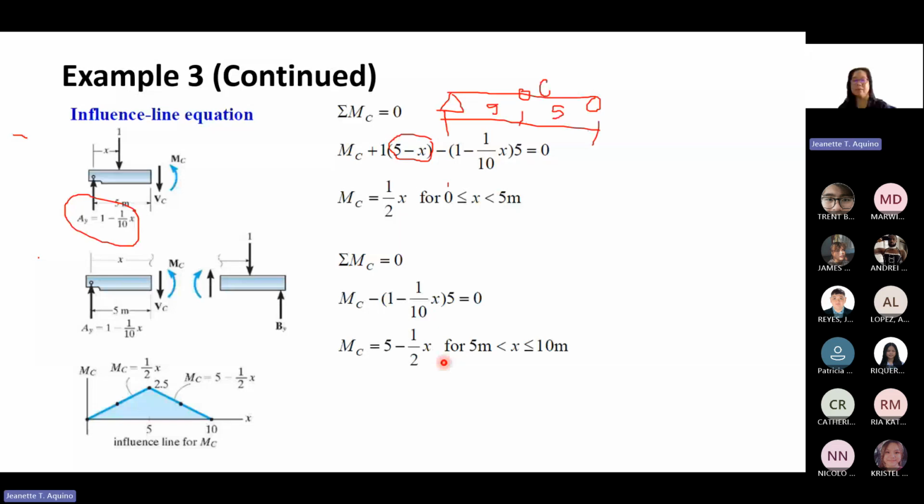MC minus AY. We still have AY here times 5. So because this x, our point, our load is here already, it's more than C. x is greater than 5, so it's after the C, and then so it will be 5 minus 1 over 2x. Okay, then we tabulate again.